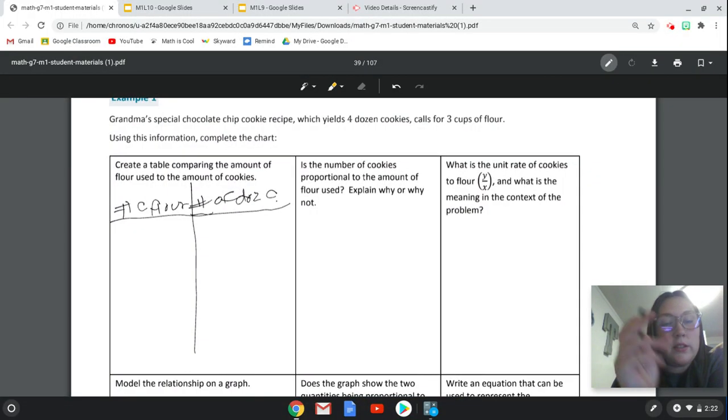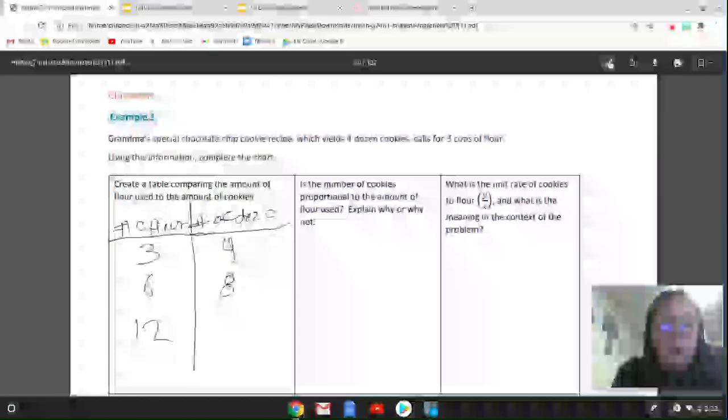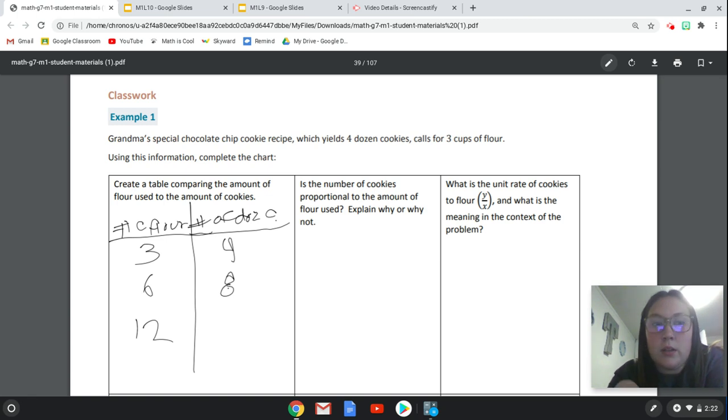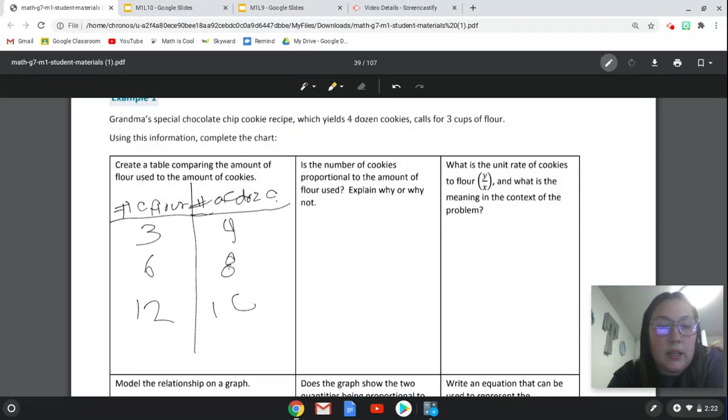I just don't have enough room to write on this on the screen, so that looks really bad, but if you guys were doing this, please take the time to make that look a little prettier. So we know with 3 cups of flour, that makes 4 dozen cookies. So if we were to double that, if we had 6 cups of flour, then we'd have 8 dozen cookies. If we had 12 cups of flour, we'd have, what just happened? I turned off annotating, sorry. We would have 16 dozen cookies.